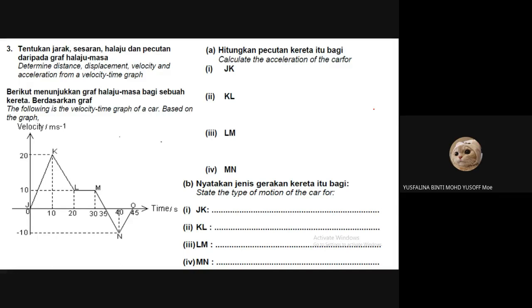Remember this one is the graph of velocity against time. So what is the important point you have to know here? Gradient is equal to acceleration. And another thing you have to know, the area under the graph is equal to displacement. The area under the graph doesn't mean it has to be a triangle. Sometimes it can be a trapezium also. Do you know what is the formula for trapezium?